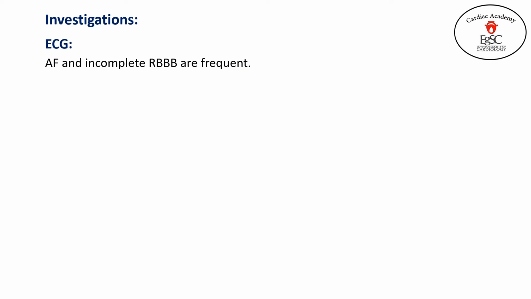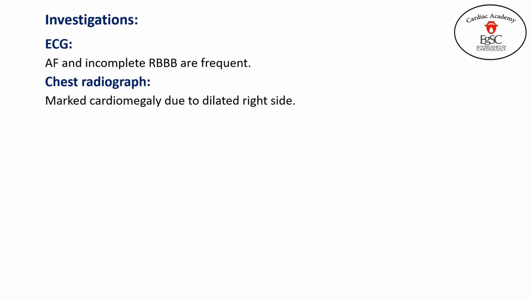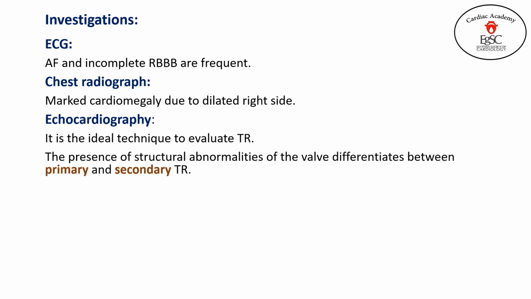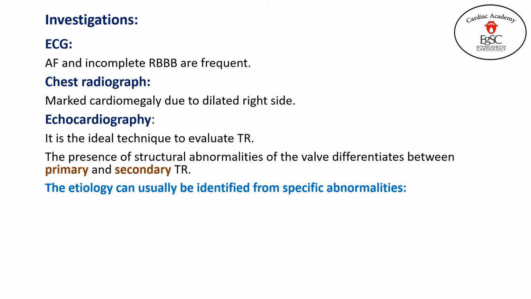The ECG usually shows AF and incomplete right bundle branch block. Chest X-ray: usually there is marked cardiomegaly due to dilated right side. Echocardiography is the ideal technique to evaluate tricuspid regurgitation. The presence of structural abnormalities of the valve differentiates between primary and secondary tricuspid regurgitation. The etiology can usually be identified from specific abnormalities.